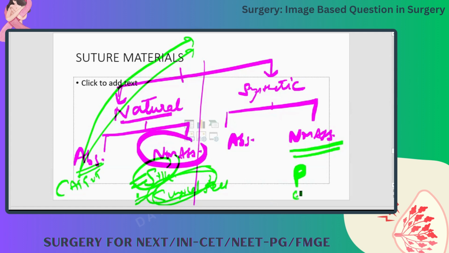Polyester, Proline. Proline is used for vascular work. Whenever we close an AV fistula, or do any vascular anastomosis, the suture should not degrade. It should remain forever, at least 2 to 3 years. So proline is the suture you use as a non-absorbable synthetic material.